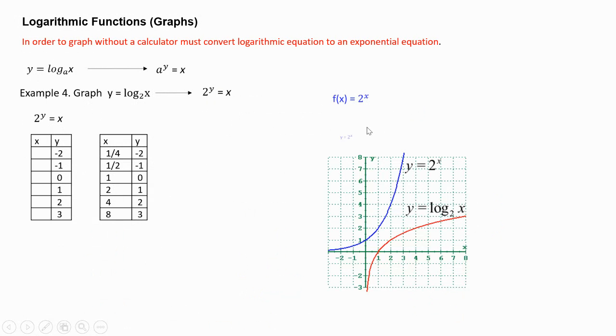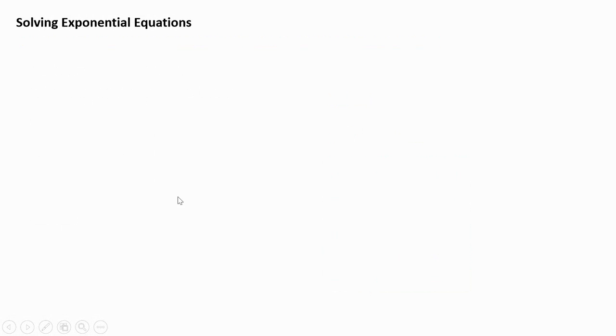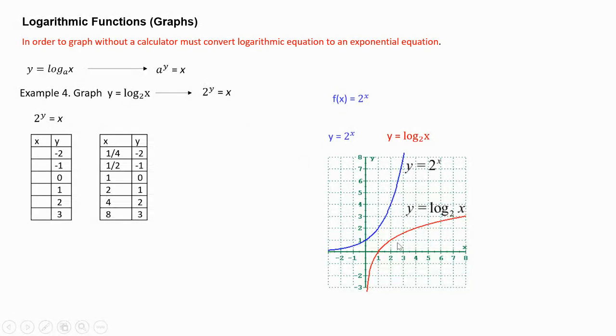f of x equals 2 to the x, right? So here, the graph f of x equals 2 to the x is the one in blue. And the log, the one in red, this is the log graph. And these are my points here. Okay, let me go back real quick. This is a graph, right?